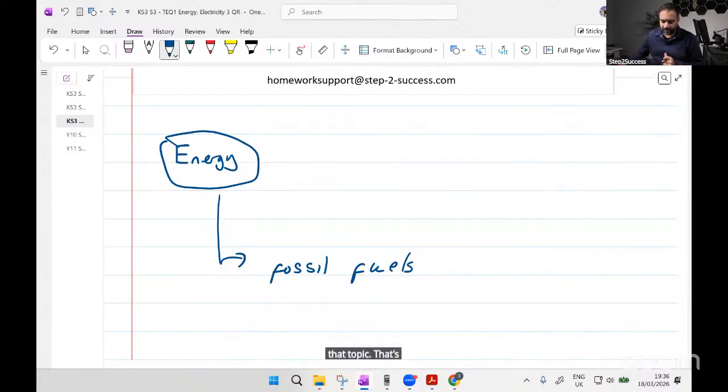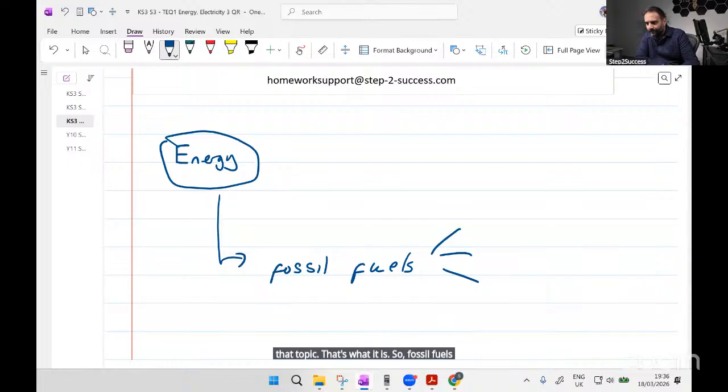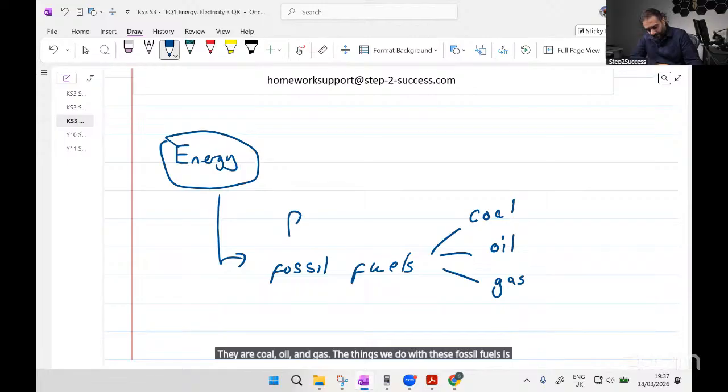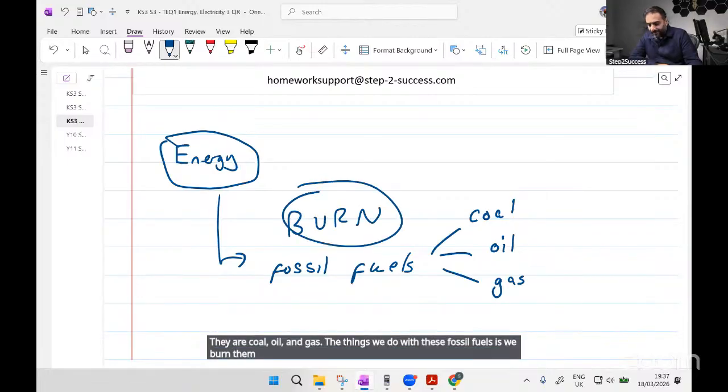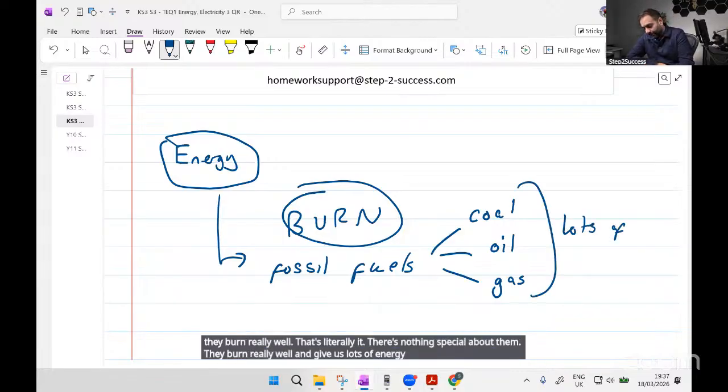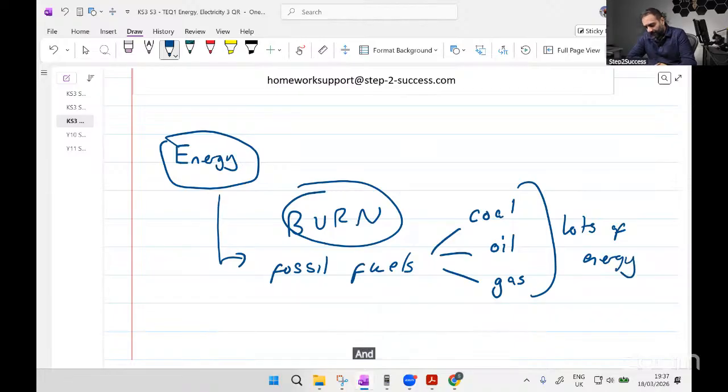That's what it is. So, fossil fuels, there are 3 of them. They are coal, oil, and gas. The things we do with these fossil fuels is we burn them. The reason we burn these things rather than anything else is because they burn really well. That's literally it. There's nothing special about them. They burn really well and give us lots of energy when they burn, and we use that energy.